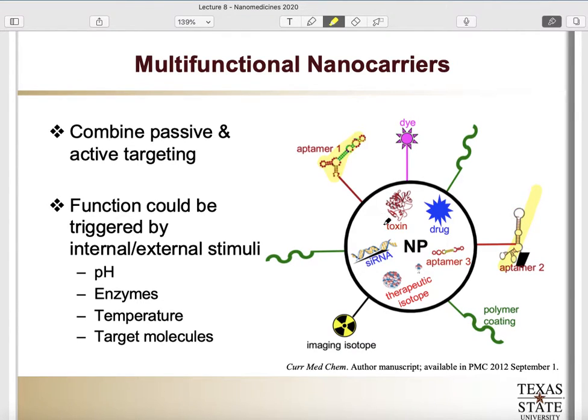The function of the nanocarrier can be triggered by internal or external stimuli. When I say internal stimuli, I'm talking about different conditions inside of the patient's body.